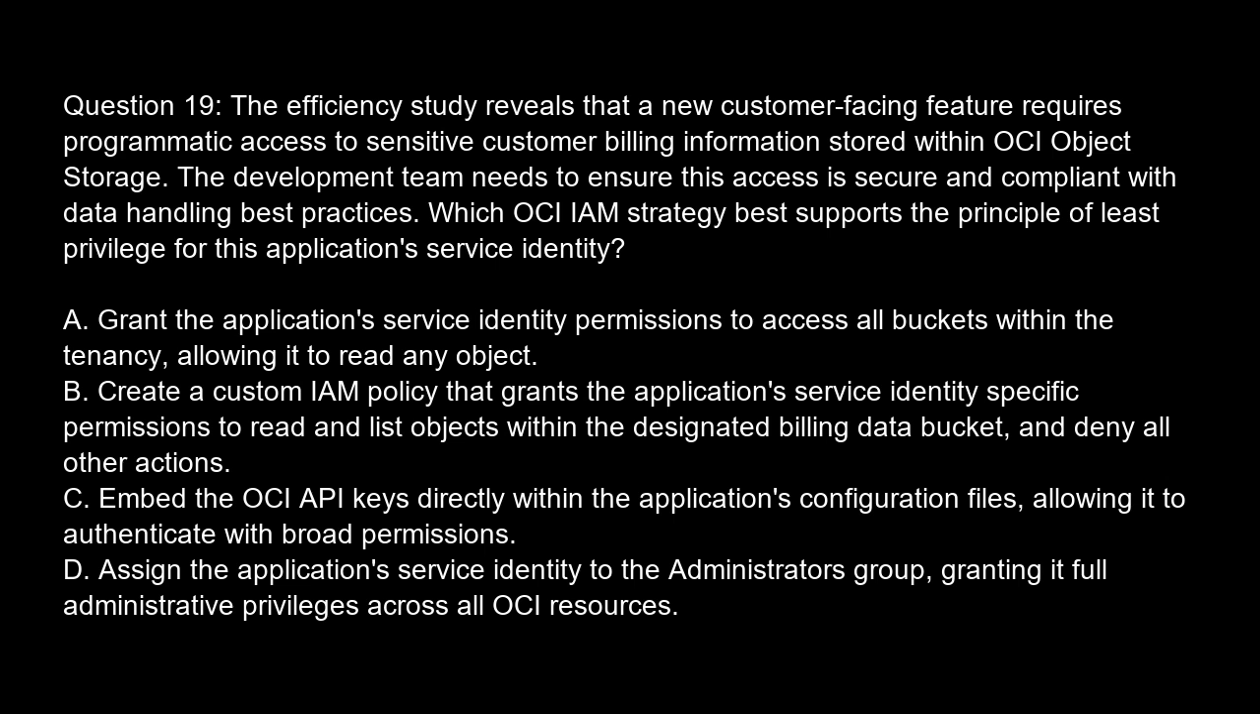Option A. Grant the application service identity permissions to access all buckets within the tenancy, allowing it to read any object. Option B. Create a custom IAM policy that grants the application service identity specific permissions to read and list objects within the designated billing data bucket, and deny all other actions. Option C. Embed the OCI API keys directly within the application's configuration files, allowing it to authenticate with broad permissions. Option D. Assign the application service identity to the administrators group, granting it full administrative privileges across all OCI resources.